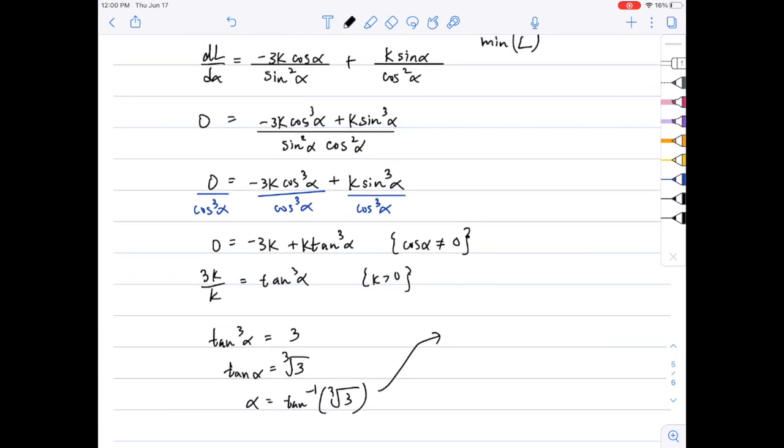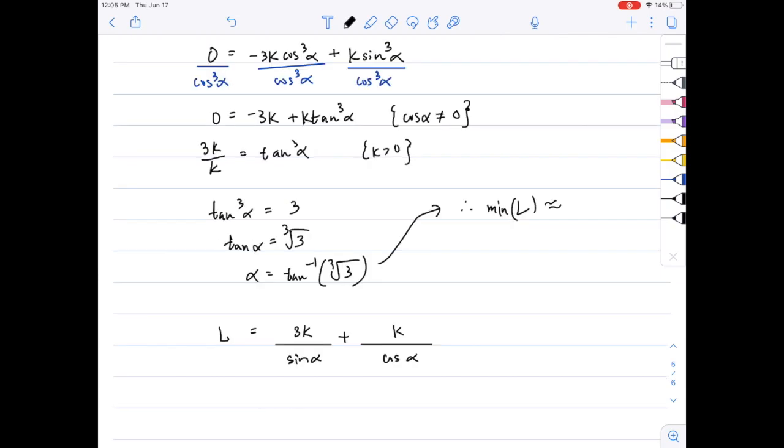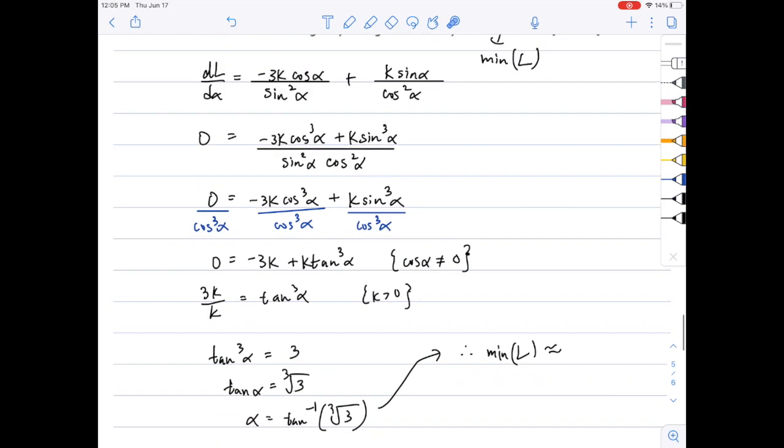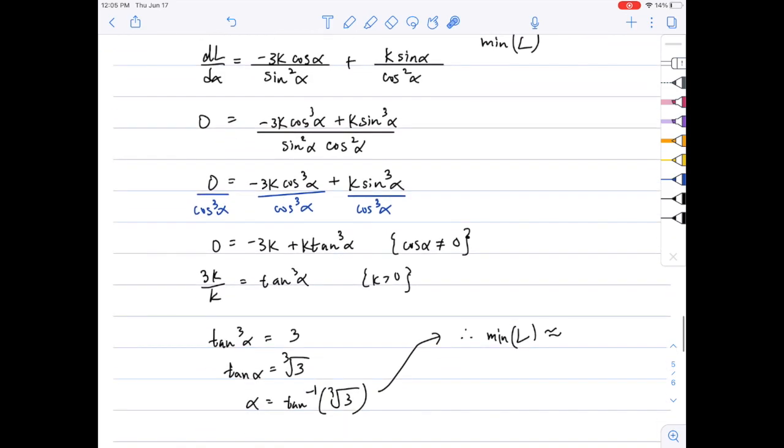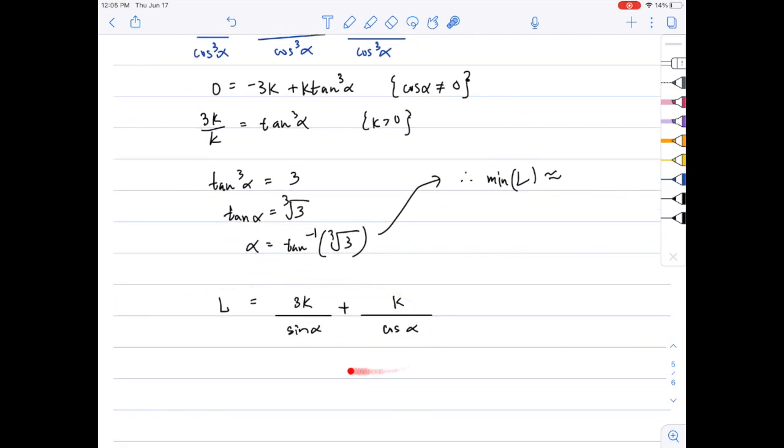Okay, so what we want is the actual minimum value. So we can say, therefore, min length or min L value is going to be approximately equal to. So this is the value of alpha that makes L a minimum and corresponds to a max painting length. But I had to find the formula for L, and this was from earlier. What we can do here is you could leave an exact form, but it might be easier just to approximate an answer.